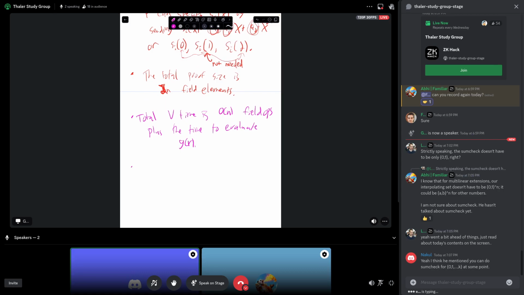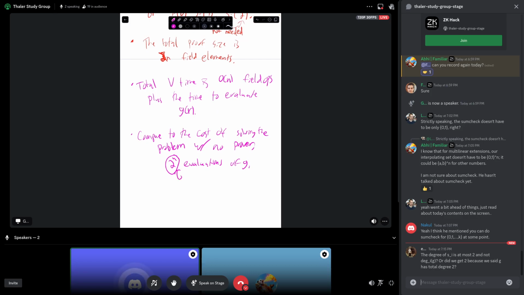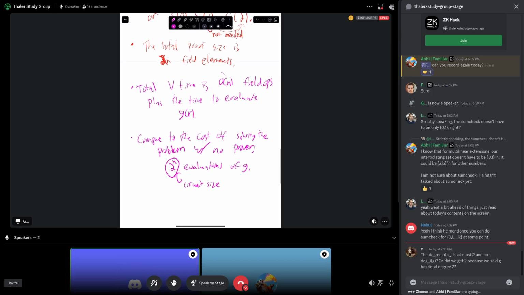So this is compared to the cost of computing the sum on its own, of solving the problem on its own with no prover. That requires like 2 to the n evaluations of G. Right. So again, think of 2 to the n like, in a SNARK application, as circuit size. If the prover is claiming to know a satisfying assignment for some circuit, then this order n field ops would be like order log circuit size.